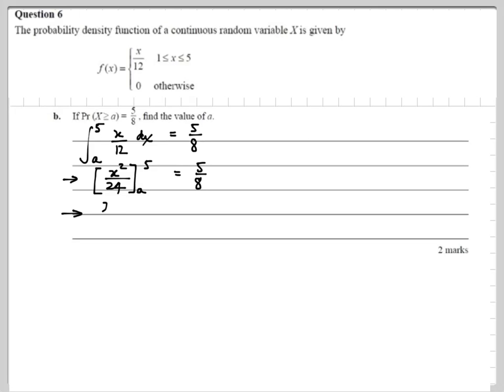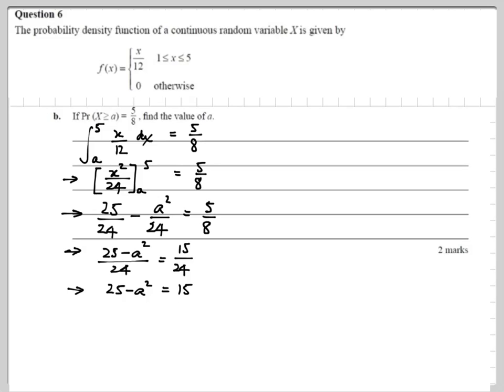And how does that go? Substituting in your terminals, that's what you get. Okay, you see that? And now just sort of making it a bit easier to solve, lowest common denominator and all that. Therefore it looks like 25 minus a squared equals 15, therefore a squared is going to be 10, and therefore a is going to be, now this is where the kicker is, guys. This is where the kicker is.